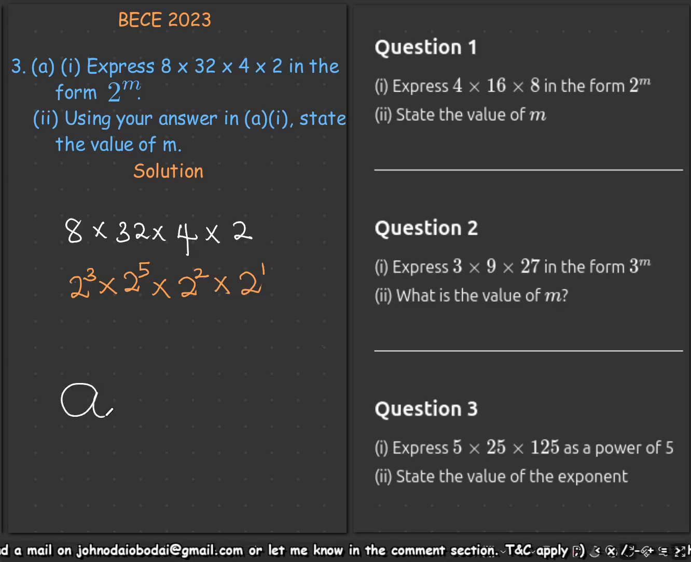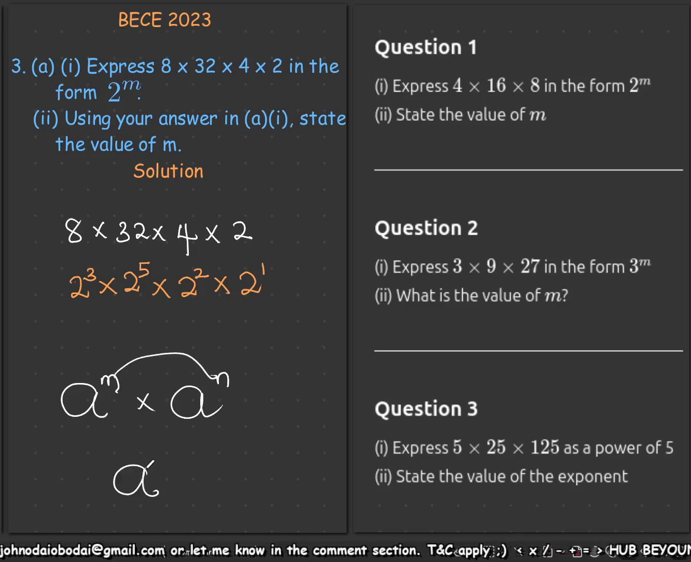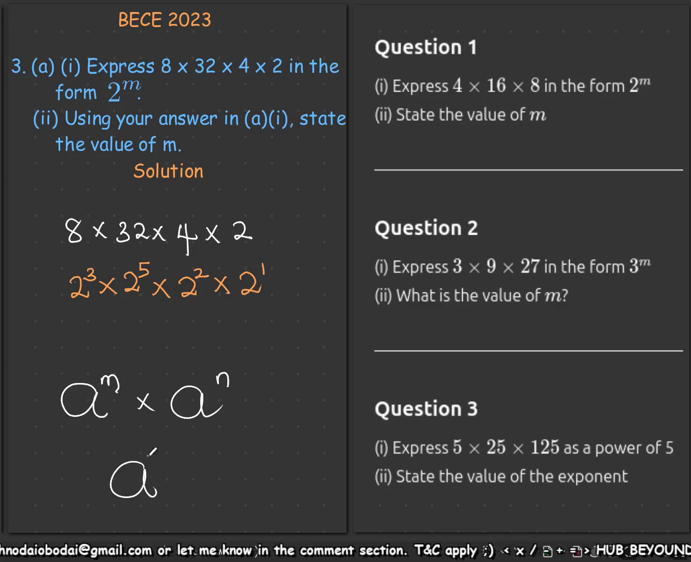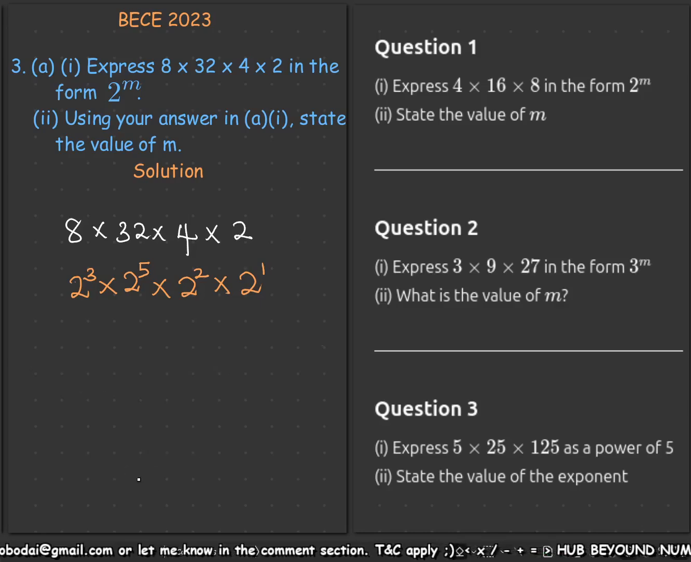In solving index notation, there is a general rule which we call the product rule. That says if you have a to the power m times a to the power n, that is if the bases are the same, you see, all you need to do is write one of the base and then add. So that it becomes what? a to the power m plus n, you see. So that is the same thing we are going to apply here.